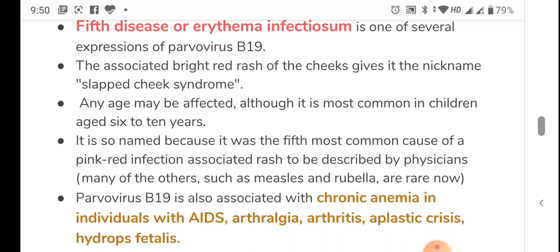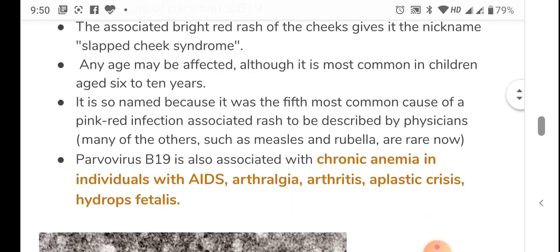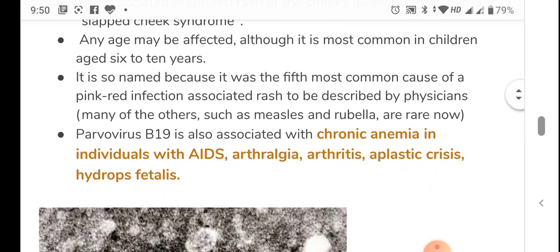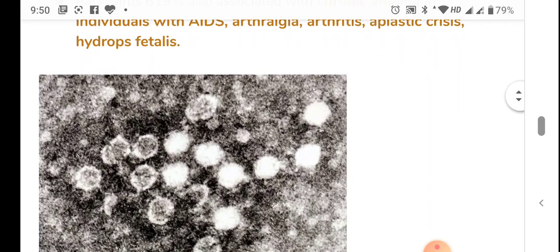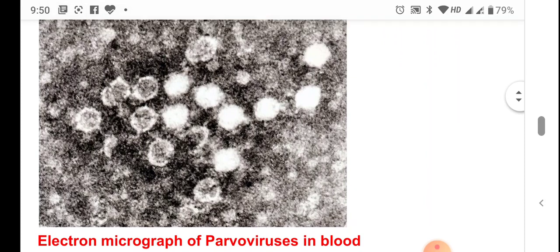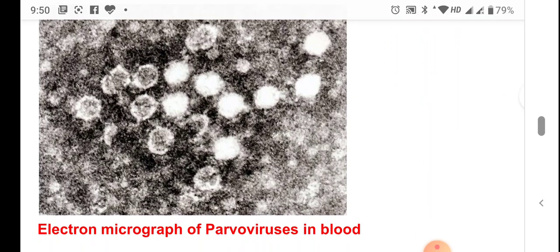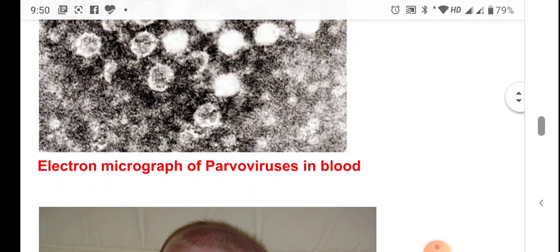These pink rashes all over the body, and this virus is the fifth common cause for the occurrence of this pink red infection. That's why it is known as fifth disease. This virus is also associated with chronic anemia in individuals with AIDS, arthralgia, arthritis, aplastic crisis, hydrops fetalis. This is the electron micrograph of the virus, parvovirus in blood.